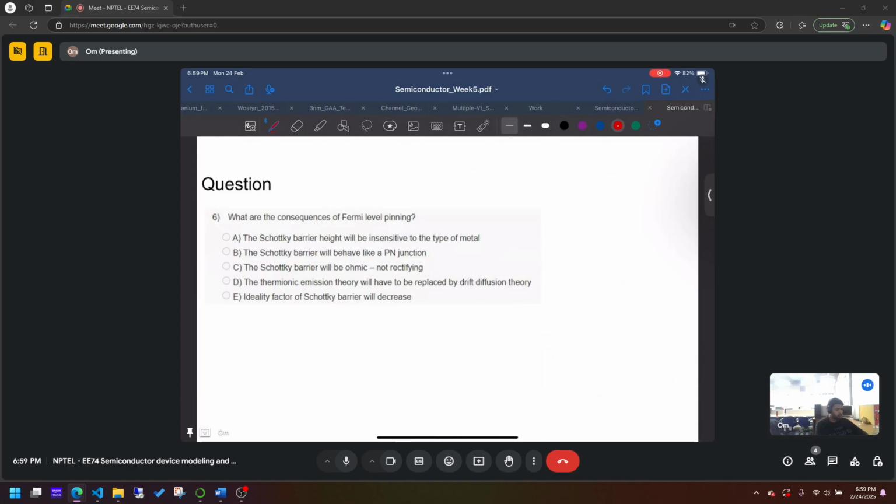The question is, what are the consequences of Fermi level pinning? Option A, the Schottky barrier height will be insensitive to the type of metal. B, Schottky barrier height will behave like a p-n junction. C, Schottky barrier will be ohmic, not rectifying. D, thermionic emission theory will have to be replaced by diffusion theory. E, ideality factor of Schottky barrier will decrease.